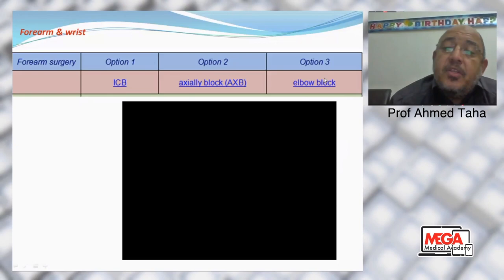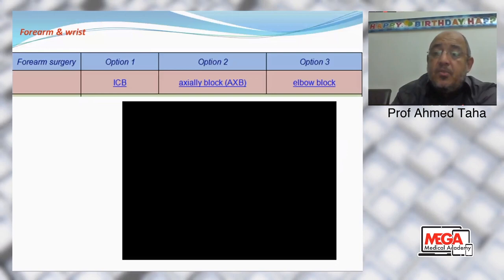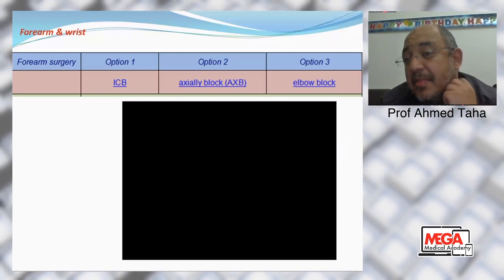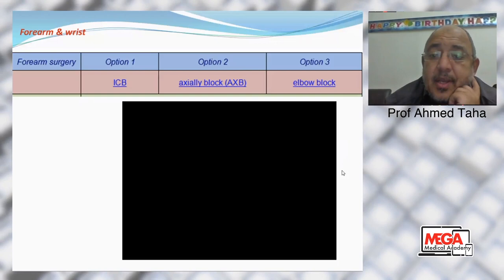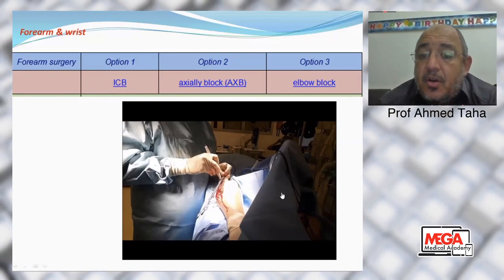The only advantages of the elbow block are the fast onset, and that it preserves movement of the shoulder and the elbow. It does not affect either. So the patient can move his hand and there is no need for an arm sling. But the disadvantage is the number of injections, which may cause some discomfort. In this surgery, we did a forearm surgery with infraclavicular block also. Infraclavicular really is a very good and very successful block.